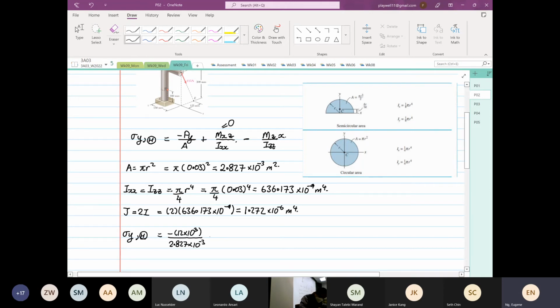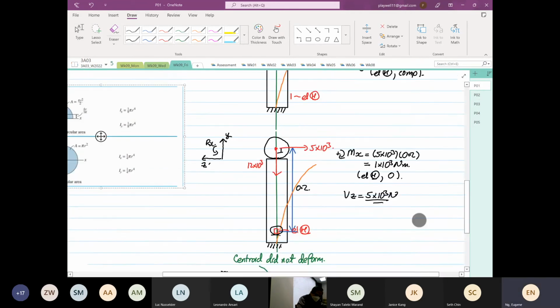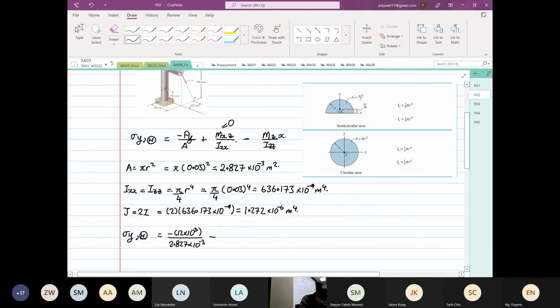So now there is a moment about Z, I forgot the number. Sorry, moment about Z is equal to 1800 divided by, the good thing about a shaft is Ixx and Izz are the same thing, okay? So 636.173, and then multiply by the radius.